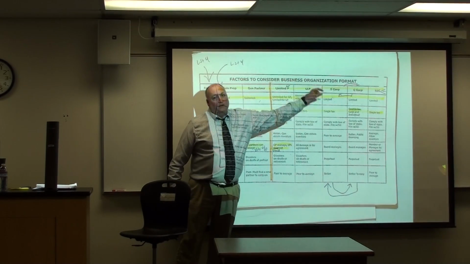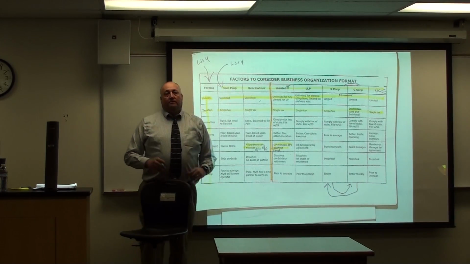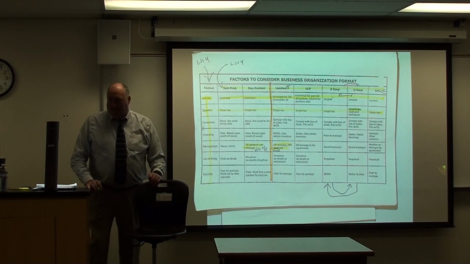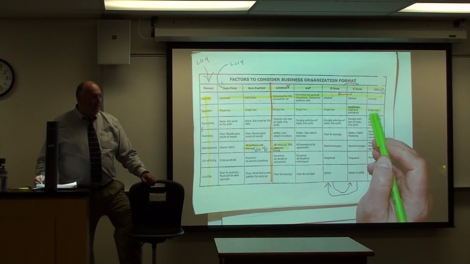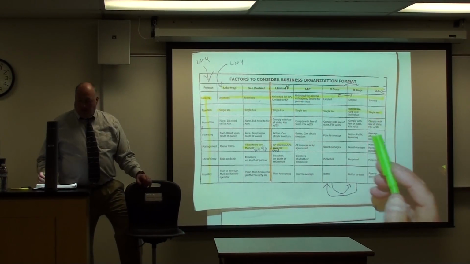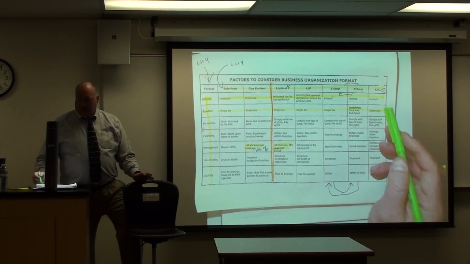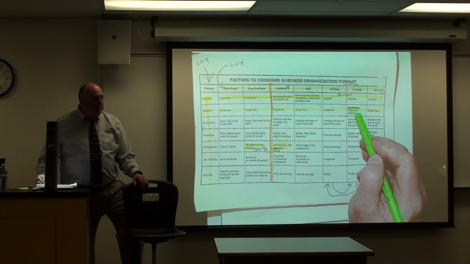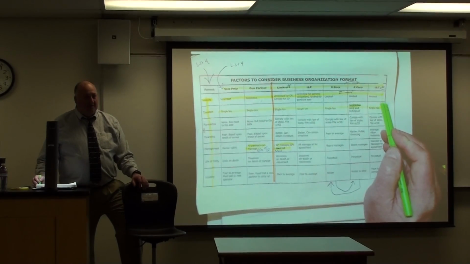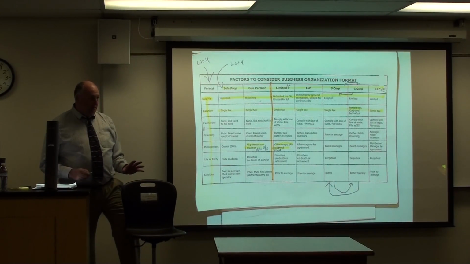Non-pass-through, C Corp. LLC, for the most part, is going to be a pass-through, right? So single tax. That's what I mean by single tax. All I want you to know, keeping it simple: double tax, C Corp; single tax, all the rest of it. If you know that much, you're good. Okay?